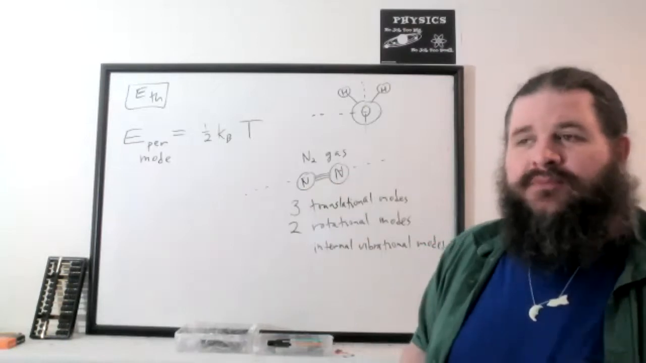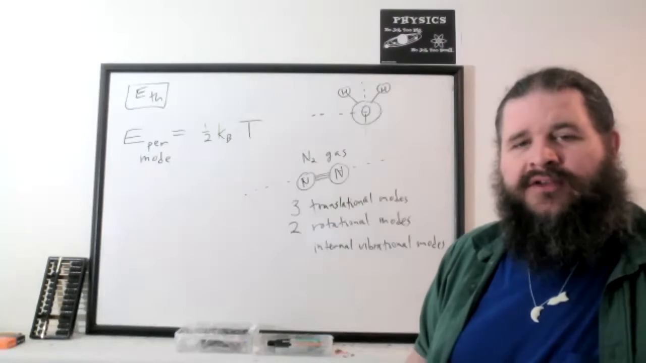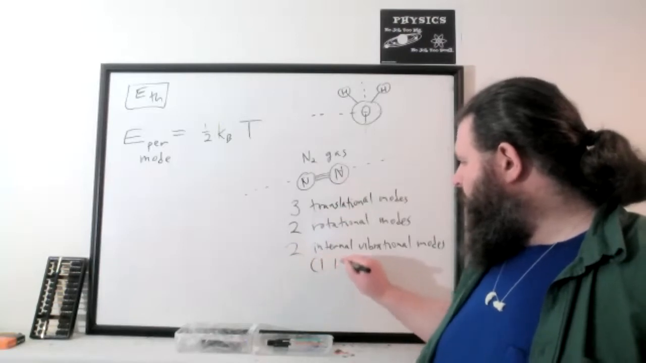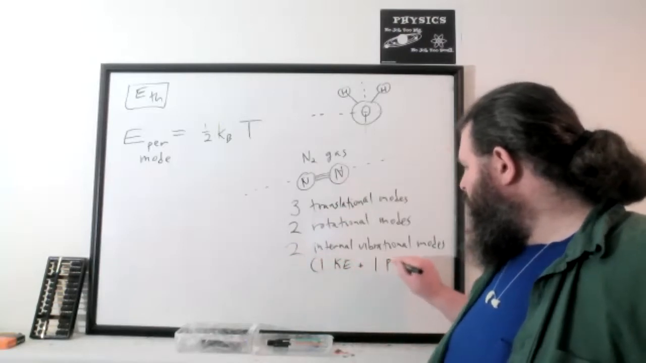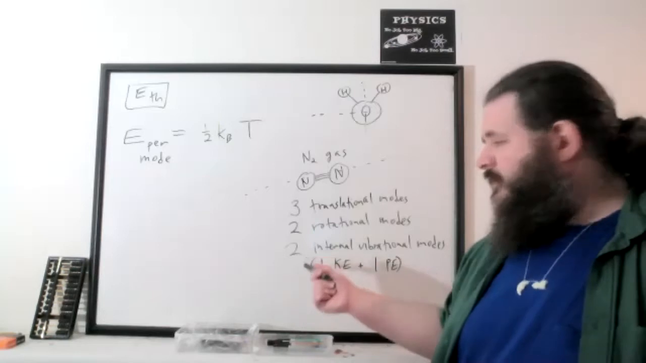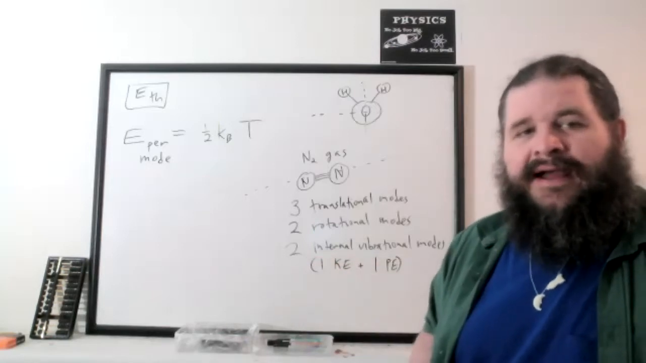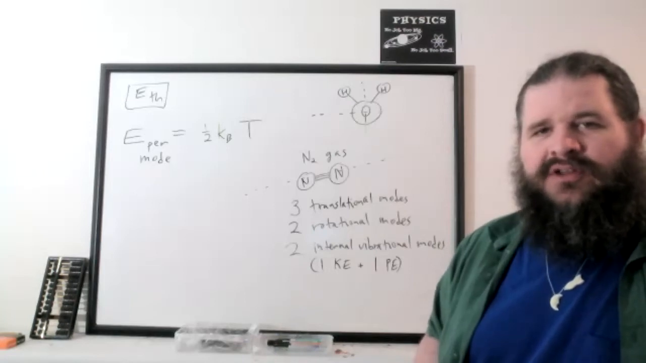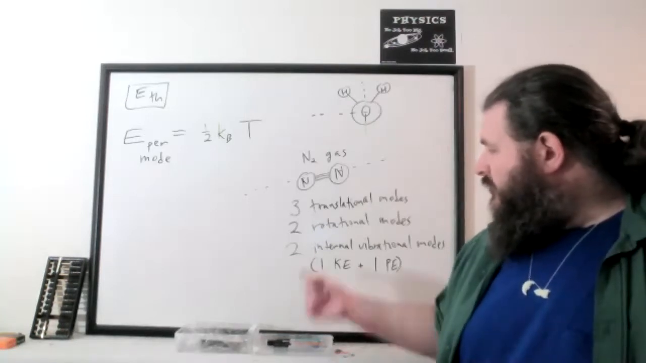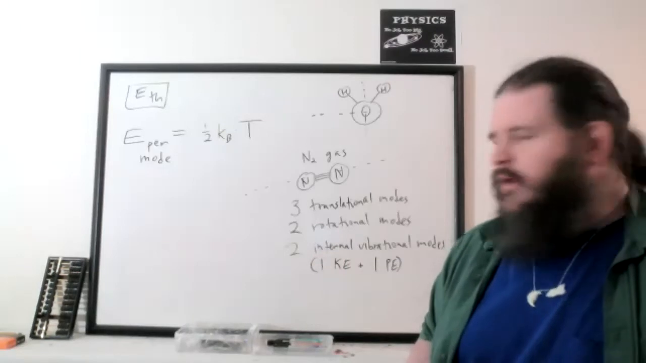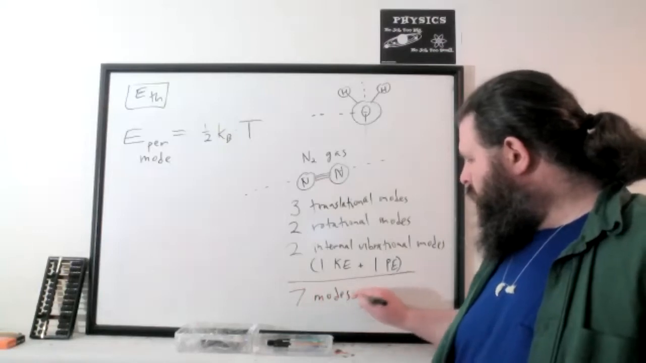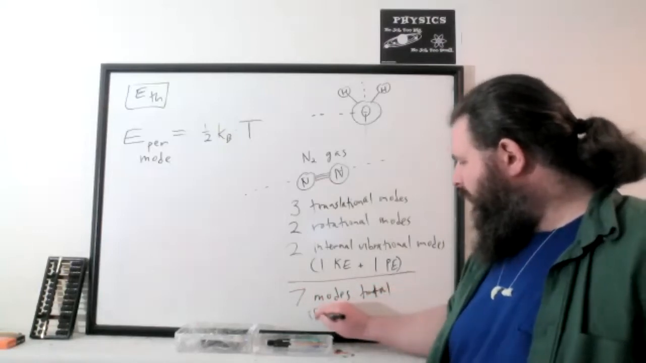And that mass spring system has 1 kinetic energy mode and 1 potential energy mode. So this diatomic molecule would have only 2 internal vibrational modes, which is 1 kinetic energy and 1 potential energy. So for any diatomic molecule, it can have 2 internal vibrational modes. However, those are only active at very high temperatures. At medium temperatures and low temperatures, those would be frozen out. There's not enough energy for them to vibrate. But at very high temperatures, the internal vibrational modes would be active. So in total, this molecule could have up to 7 if they're all active.